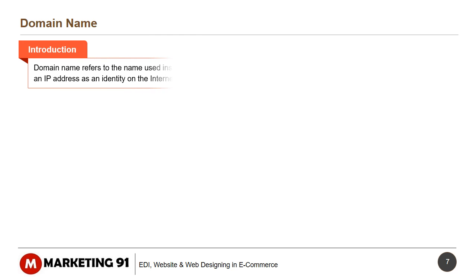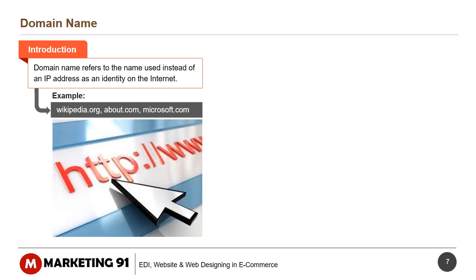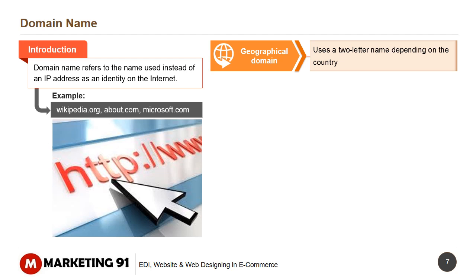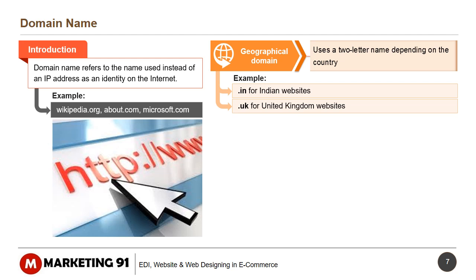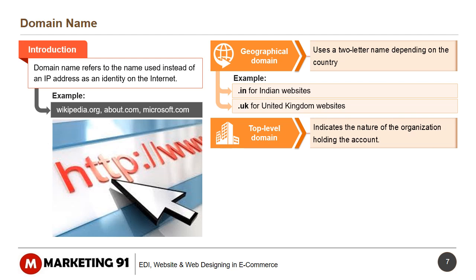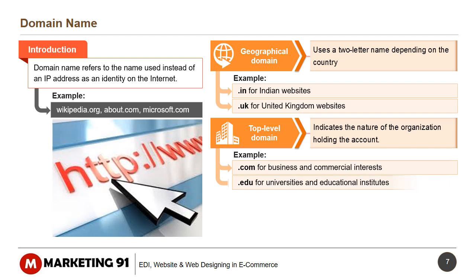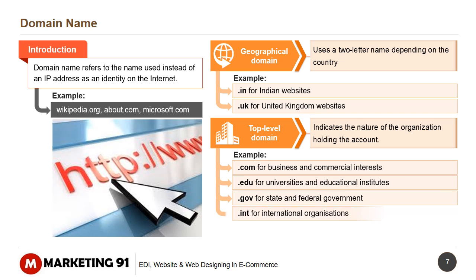Domain name refers to the name used instead of the IP address as an identity on the Internet. Examples: wikipedia.org, about.com or microsoft.com. Geographical domain uses a 2-letter name depending on the country. Example: .in for Indian websites, .uk for United Kingdom websites. Top-level domain indicates the nature of the organization holding the account. For example, .com for business and commercial interests, .edu for universities and educational institutes, .gov for state and federal government, .int for international organizations, and .org for non-profit and other organizations.